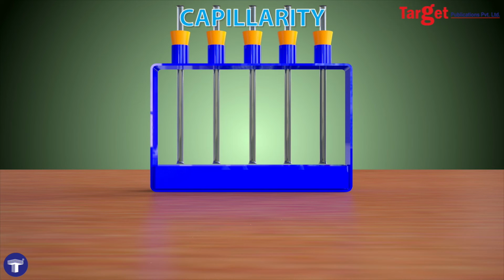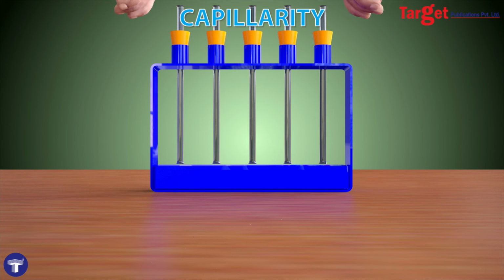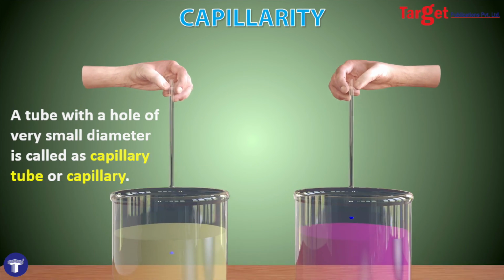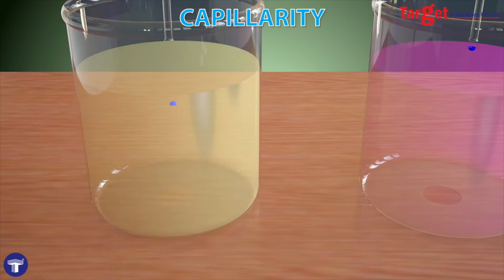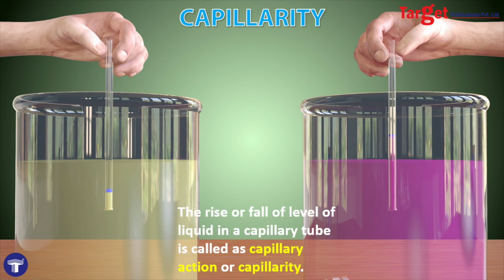One of the most important consequences of surface tension is the phenomenon of capillarity. Capillarity is the consequence of the pressure difference across a curved liquid-air interface, and its well-known effect is that a liquid that wets the surface, like water, rises up in a narrow tube in spite of the gravitational force. A capillary tube or capillary is nothing but a tube with a hole of very small diameter. And the phenomenon of rise or fall of the level of a liquid inside a capillary tube is known as capillary action or capillarity.